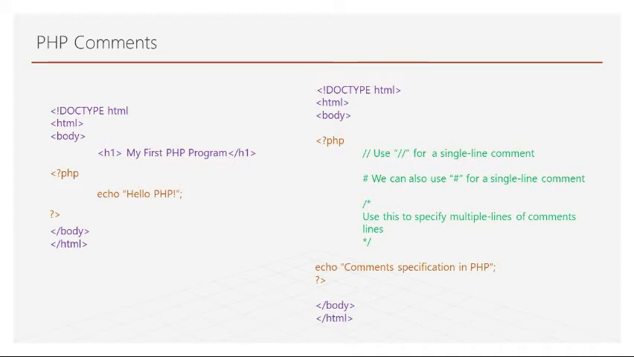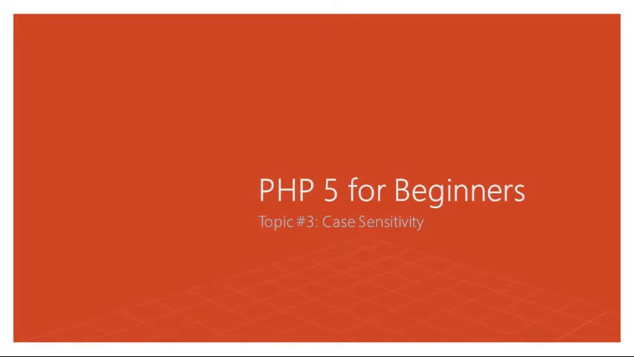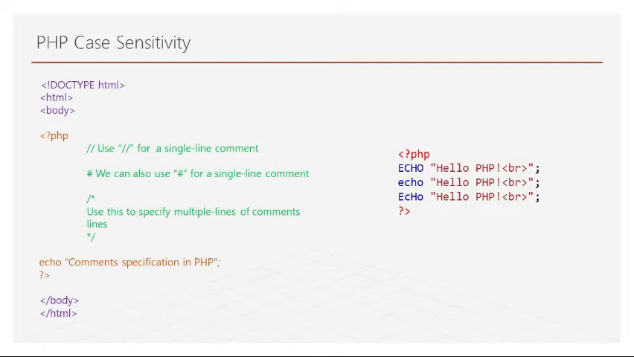PHP case sensitivity. PHP keywords like if, else, echo, while, etc., classes, and functions are not case sensitive. In the below example, all three echo statements are legal and produce the same result. Moreover, all variable names are case sensitive. In the below example, only the first statement will display the $location variable value. This is because lowercase $location, uppercase $LOCATION, and mixed case $Location are treated as three different variables.